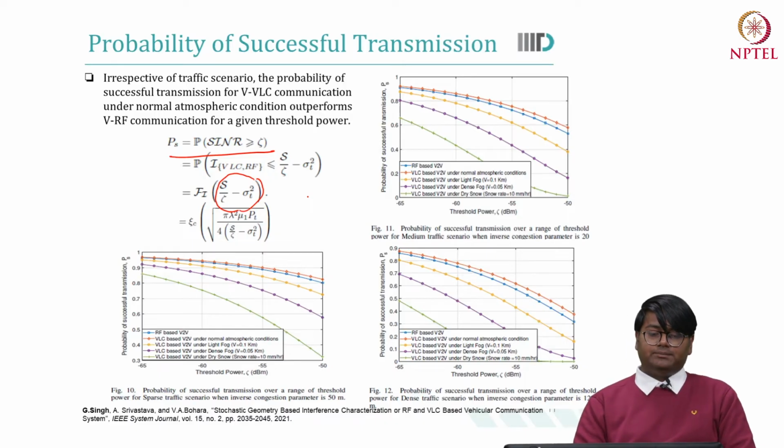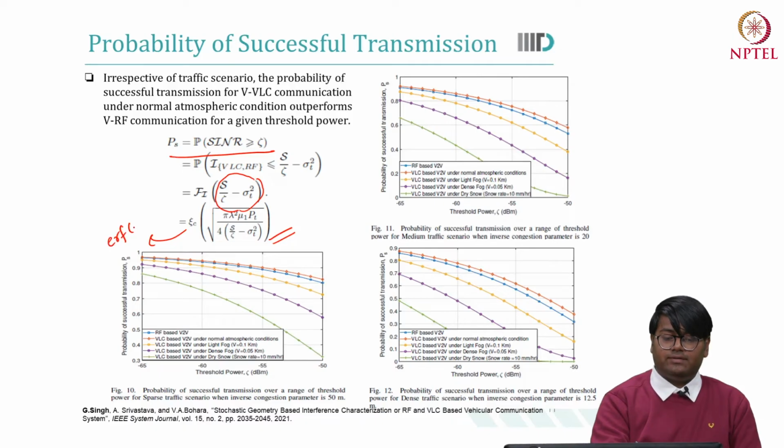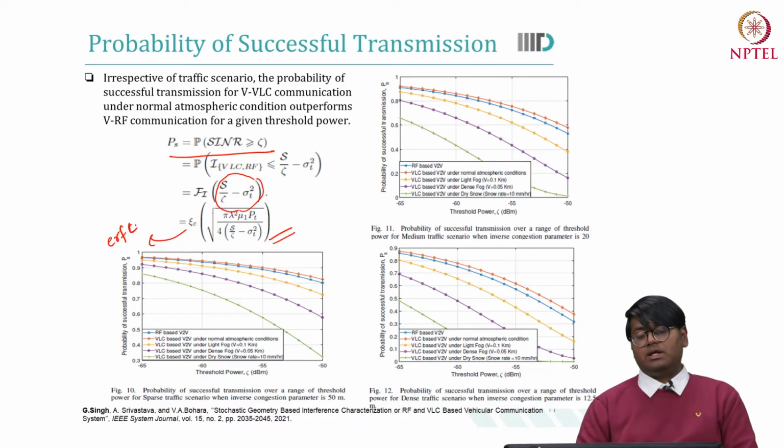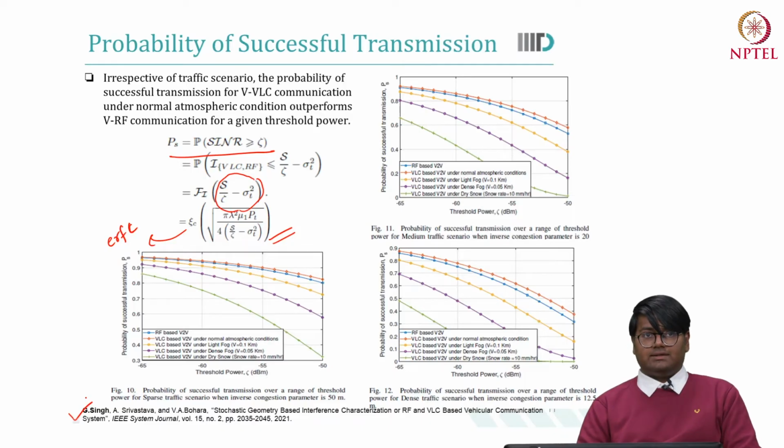So, finally, what we obtain is that the probability of successful transmission can be expressed analytically by this expression in terms of zeta, where erfc is nothing but the complementary error function. This is my complementary error function. The details of this analytical expression have been discussed in this paper. So, the interested learners can refer to this reference for the details of how we obtain this probability of successful transmission in terms of complementary error functions.